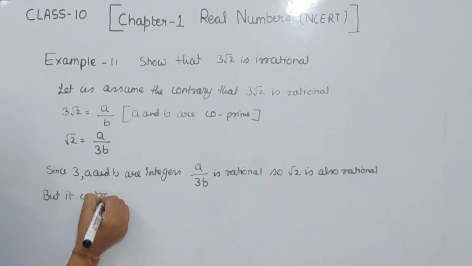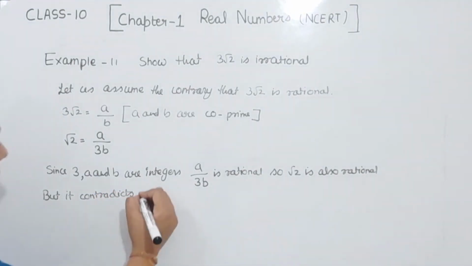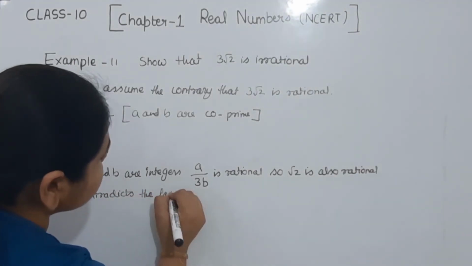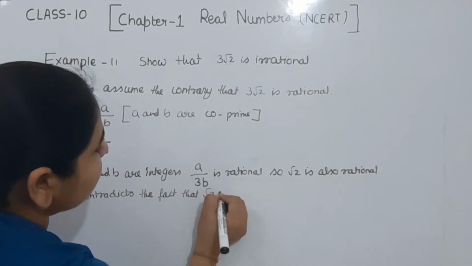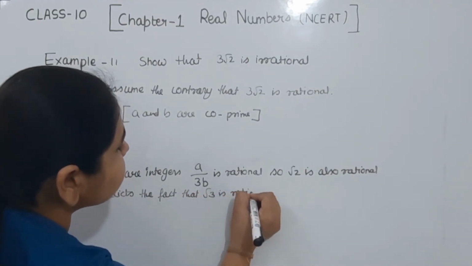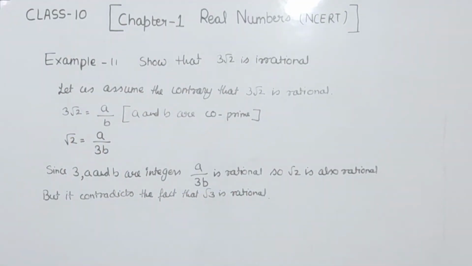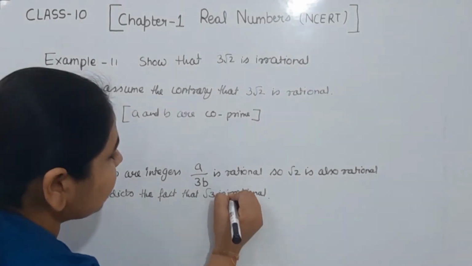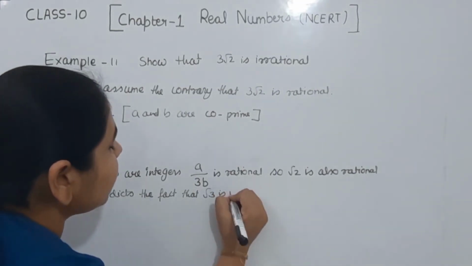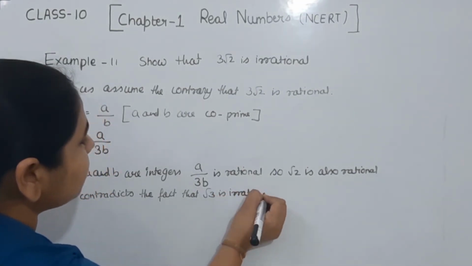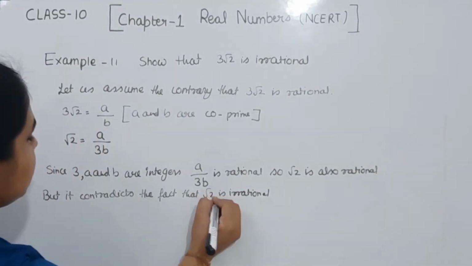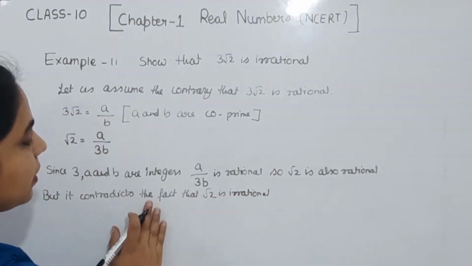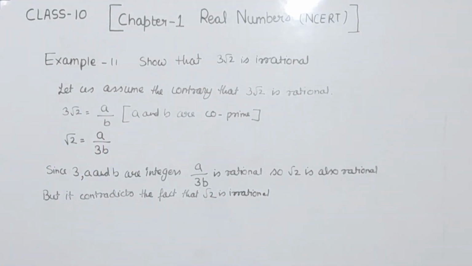But it contradicts the fact that root 2 is irrational. That means root 2 is irrational, so it contradicts the fact that root 2 is irrational we are having. I am going to write this one here again: irrational, this being root 2.